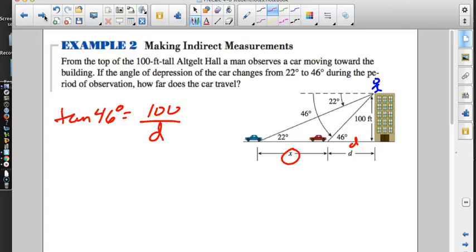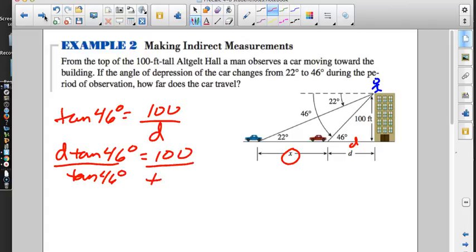Wait a minute. That means we can find D. Multiply both sides by D, and divide by the tangent of 46 degrees. But I'm not punching that in. Neither are you, because if we do that, we're going to have a rounding error here. We weren't trying to find D. We're trying to find X. So what we want is all the algebra that we can punch in at one time to get X as accurate as possible.